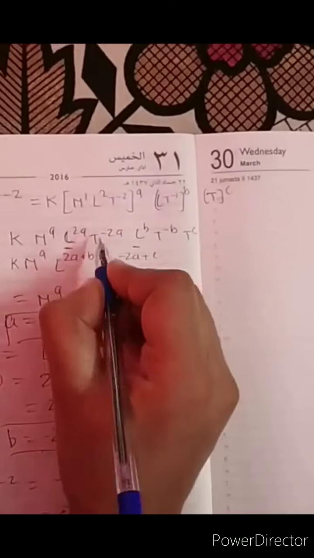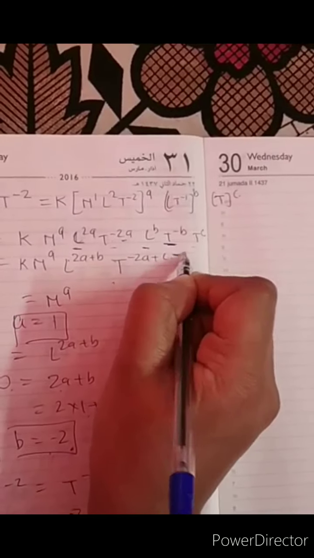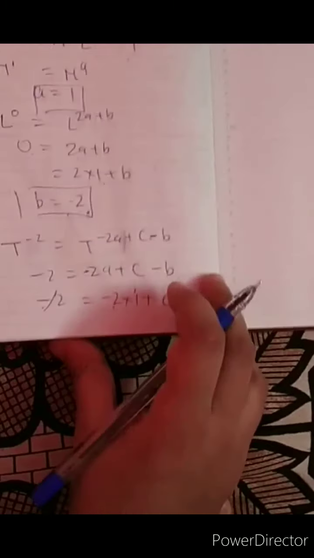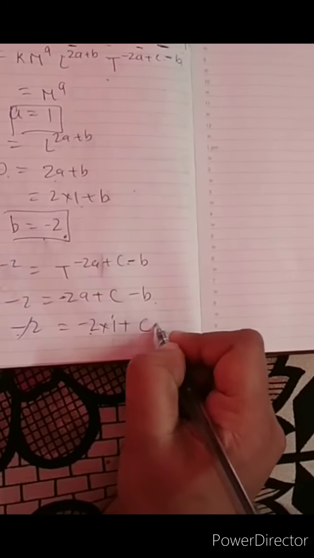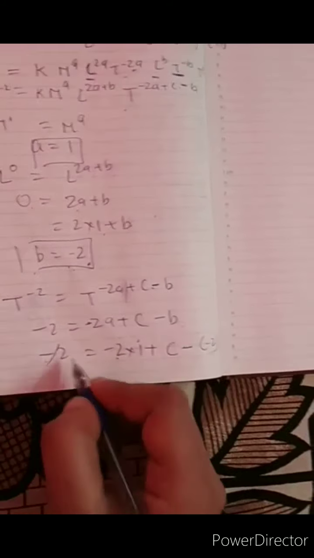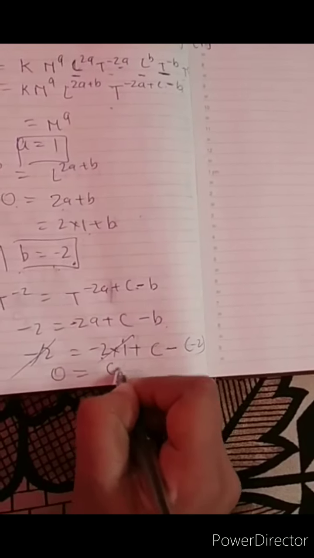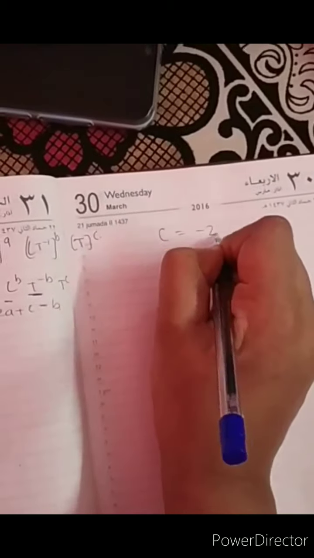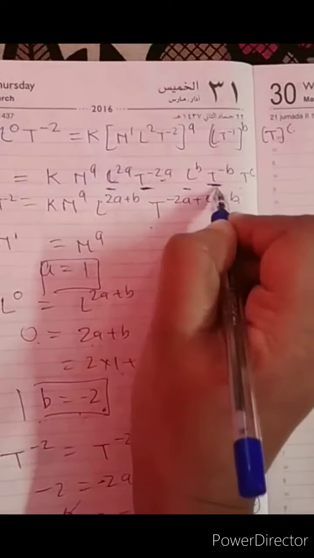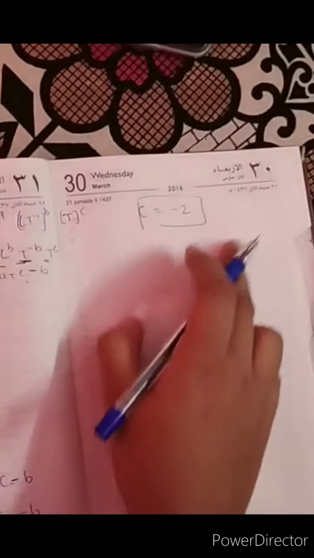Yes, I made one mistake. Minus 2A, this is plus C, we have this T, I just forgot this T. So minus B also, okay? And plus C, and the value of B is minus 2. Now these cancel out, so 0 is equal to C plus 2, or C is equal to minus 2. I forgot here minus B, okay? So please add. We have 3 T's: 1, 2 and 3. So minus 2A, minus B and plus C, okay? So we got all the values A, B, C.